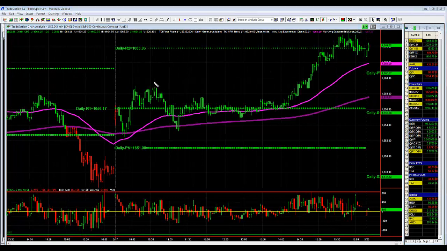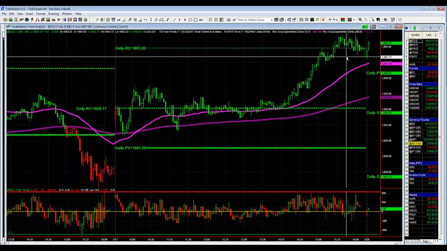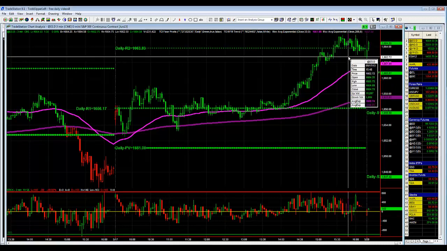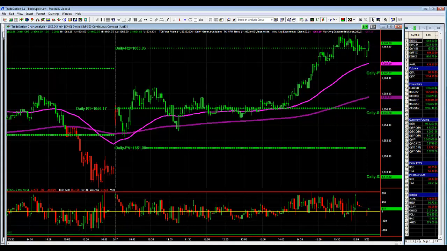Okay, look at this. Took out that 1659 3/4 high, actually broke up through the round number of 1660 even right there. As soon as we broke up through 1660, the market was off and running. Look at this, up to 1665 practically. Market's extremely strong. Look at that, 1665 3/4.